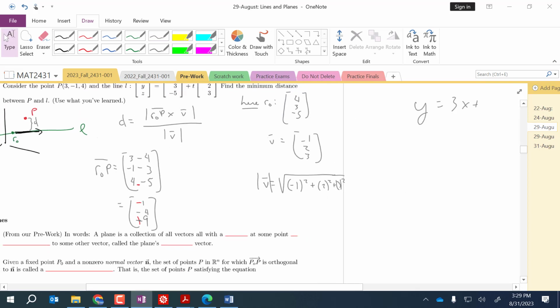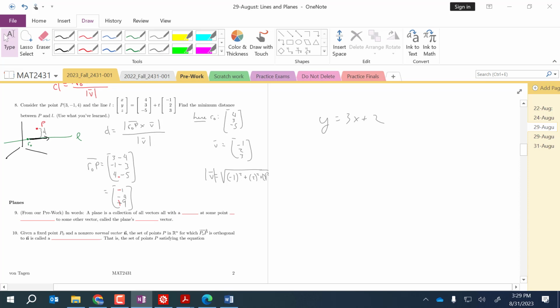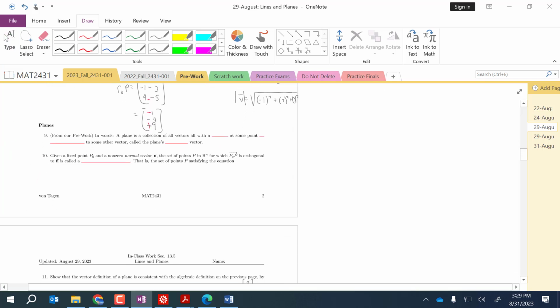All right. So at this point, you see that you know R naught P. You know V. So what can you now do? You can now take their cross product. And then you can take the magnitude of that cross product by using the same magnitude formula. Then you'll divide that by the magnitude of V, and you'll have the minimum distance. Okay.